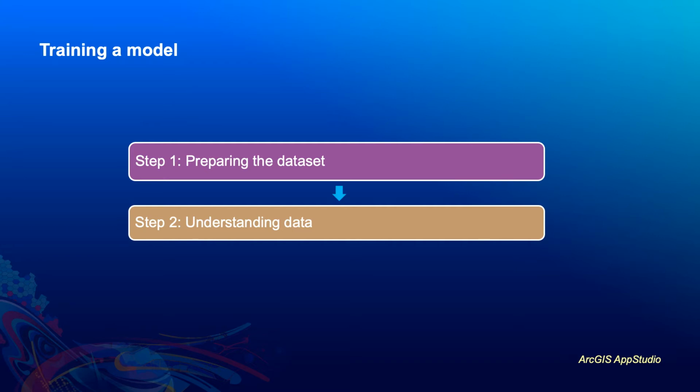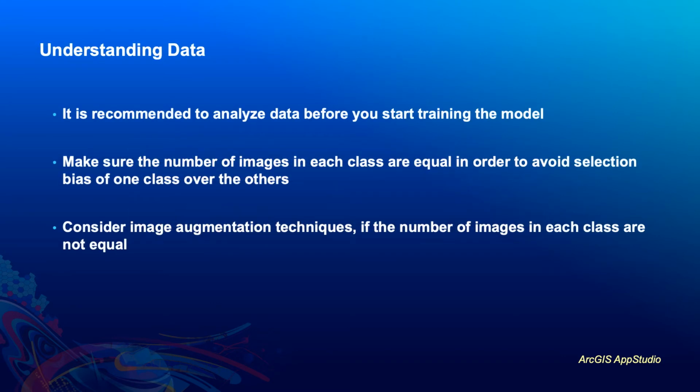Step number 2. Understanding data. It is critical to truly understand your data before you start training your model. It is essential to analyze and study your data first. Make sure the number of images in each class are equal to avoid selection bias, that is, preferring one class over another.